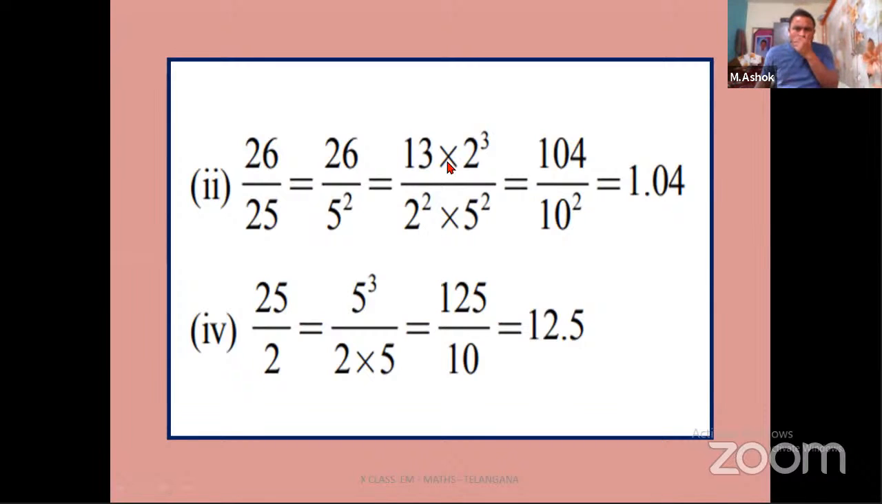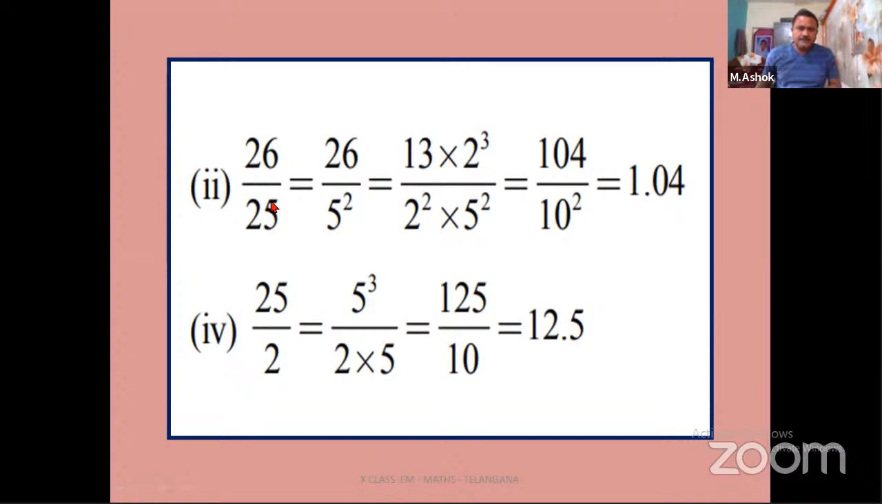Now it becomes 13 into 8, 104, by 2 square into 5 square, that is 10 square. So 10 square means put the decimal point after 2 digits. Now it becomes 1.04. So 26 by 25, its decimal form is 1.04.